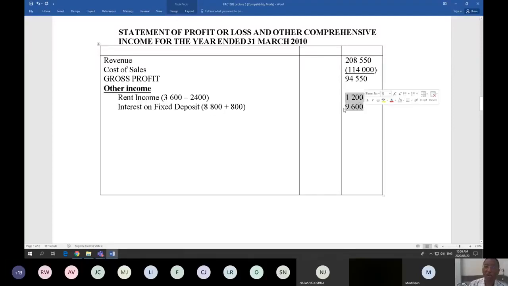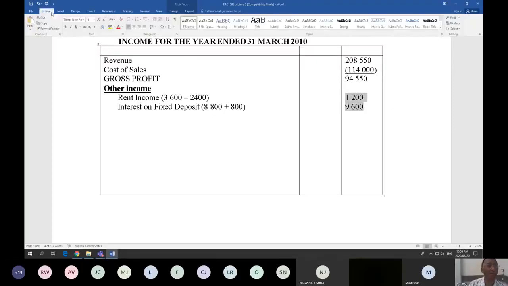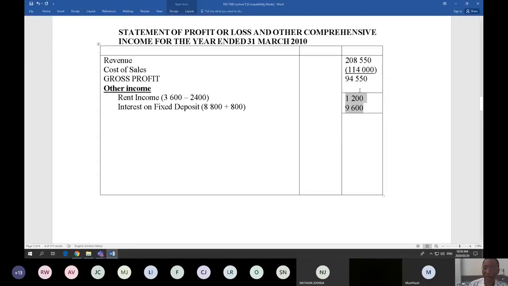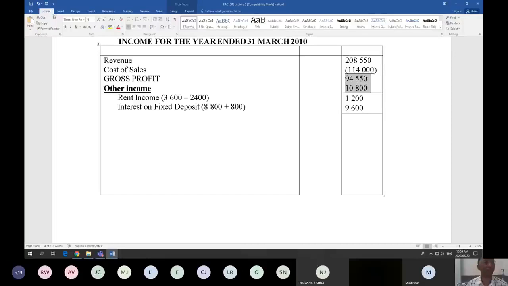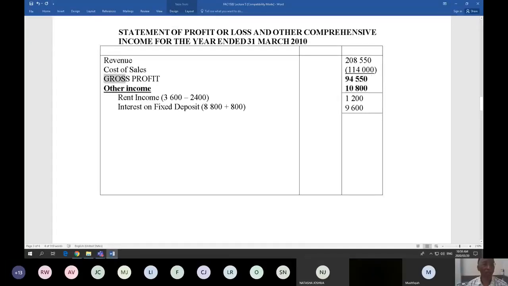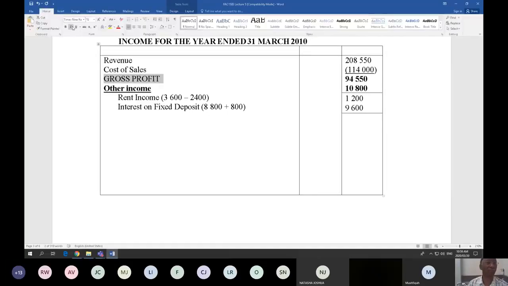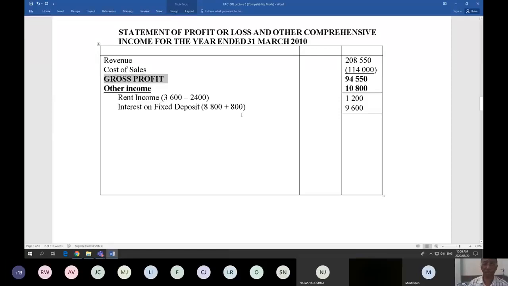Those are our two income accounts. So we block that quickly, guys. Add it up, and our income amount is 10,800 rand. That is our amount for other income. Just want to bold that.